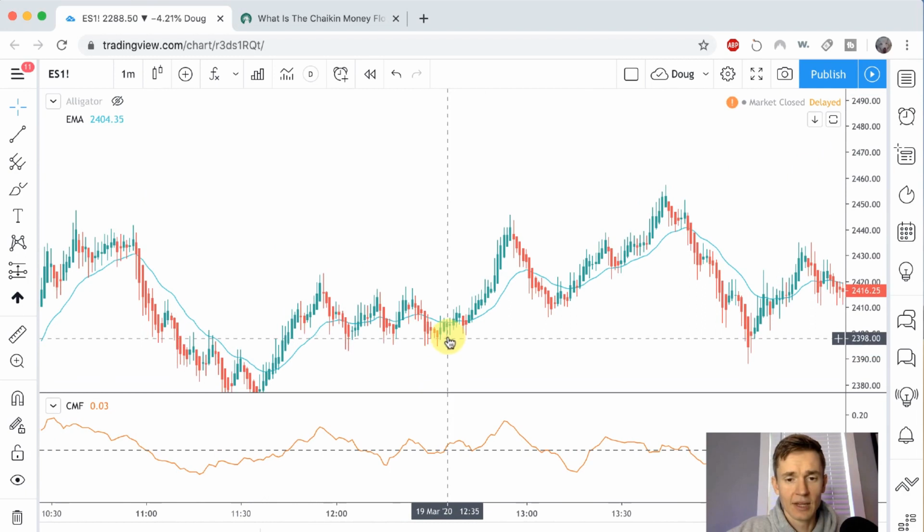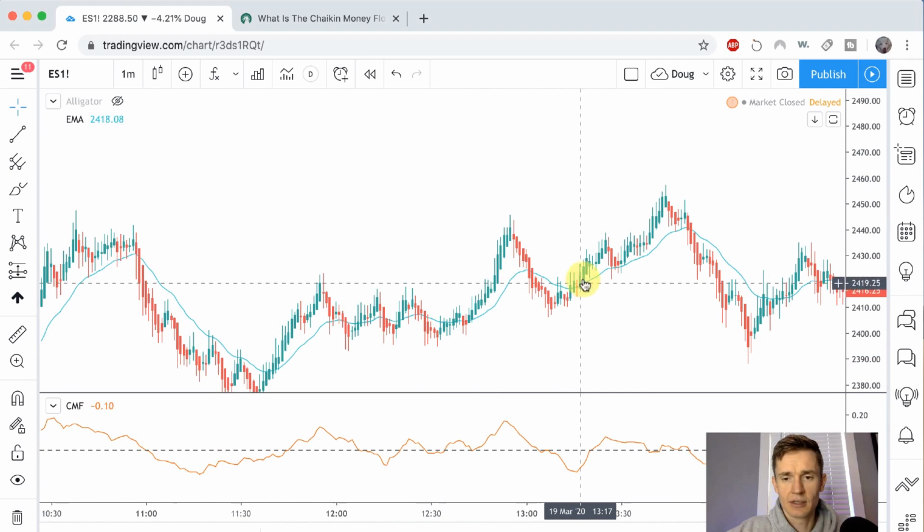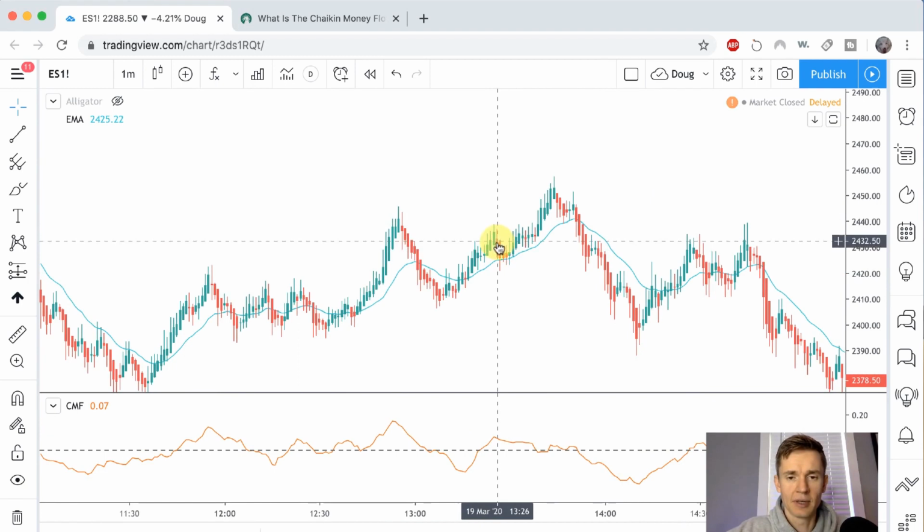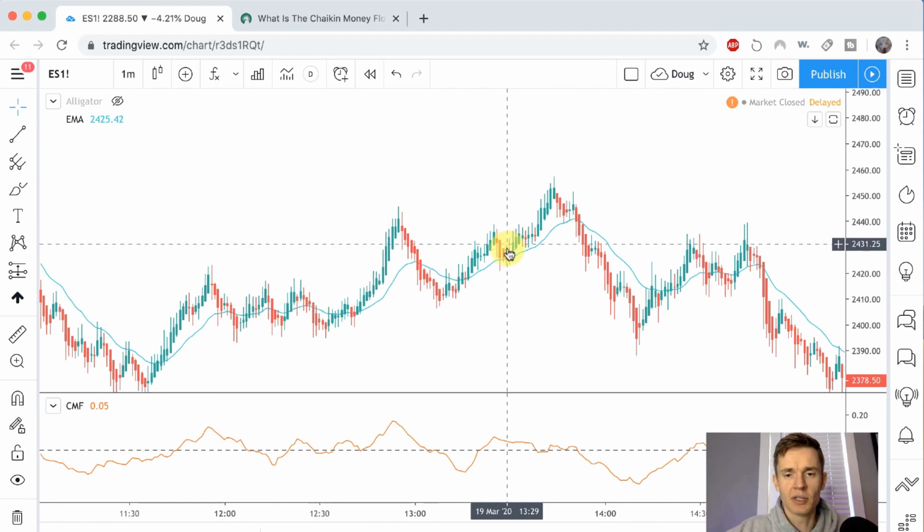Then it comes up through here. No chance. And then right here, comes back to the EMA, is getting hung up, gives you some nice bullish bars. Money flow is bullish. So you take the long there.